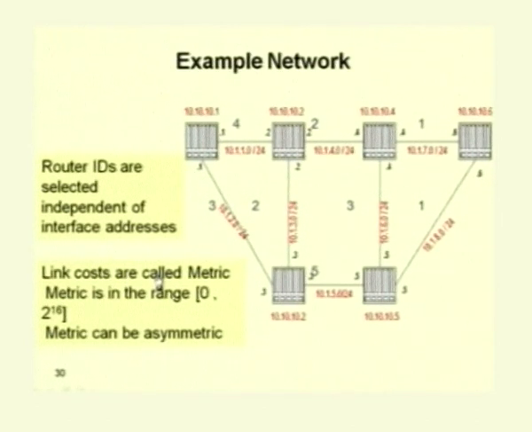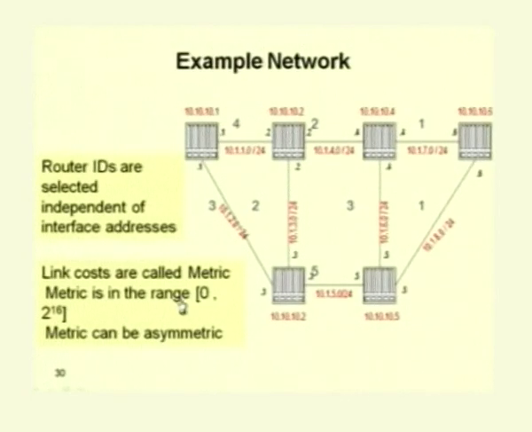Now, link costs are called metrics. The reason we call it a metric is that, as we just said, you could use different types of metrics. It could be reliability based, or cost based, bandwidth based, whatever. And metric is normally in the range of 0 to 2 power 16, and metric can be asymmetric. That is, in one direction I could have a different metric, in the other direction I could have a different metric. So, all these are possible.